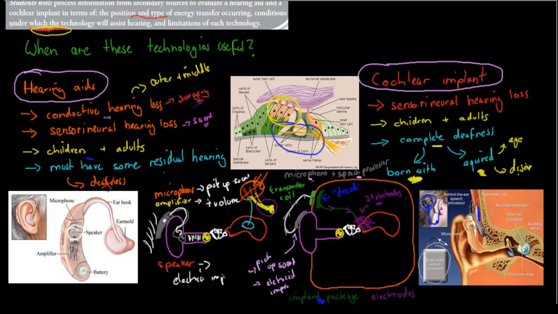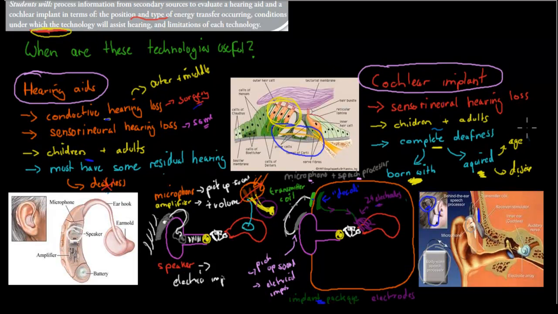Whereas a cochlear implant is only useful for sensory neural hearing loss. It can be used for children and adults, but it's used for people who have complete deafness. So if they're either born deaf or it's been acquired because of old age or disease, then a cochlear implant would be the right choice. So I hope that was useful, but I would definitely suggest having a good understanding of this dot point because there's a fair chance it might be in the exam.